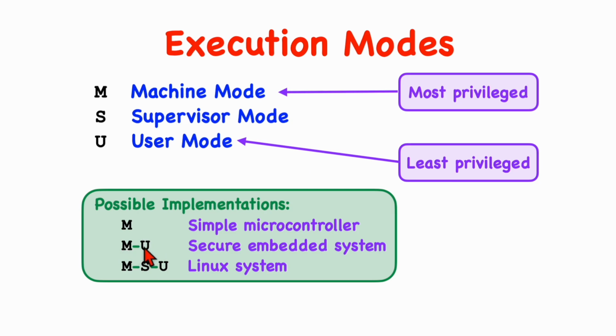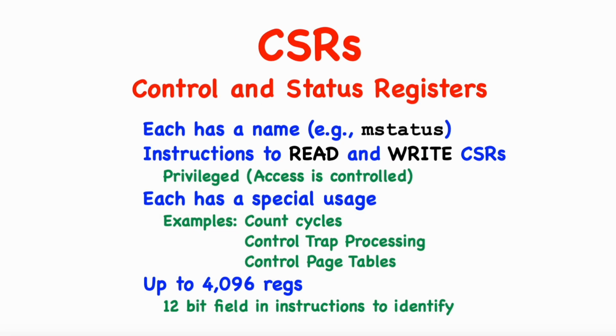However, such a system would not be able to implement a virtual memory system, since virtual memory is done at the supervisor mode level. To manage the execution modes and the privilege mechanism, RISC-V has a number of so-called control and status registers, or CSRs. Every CSR has a unique name. For example, one is named mStatus.